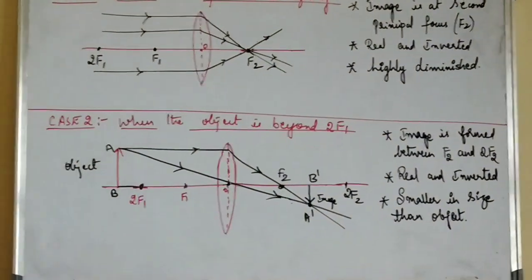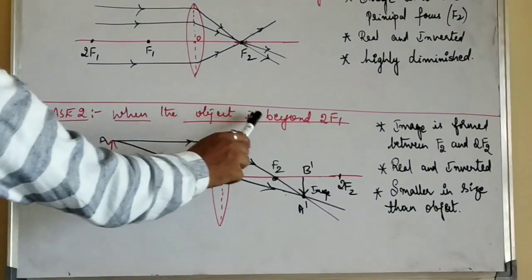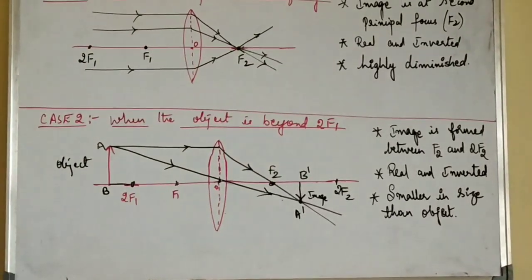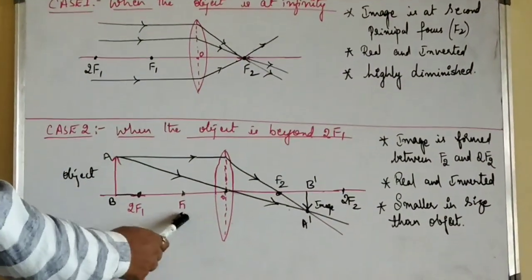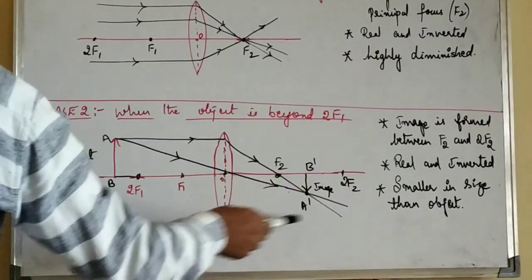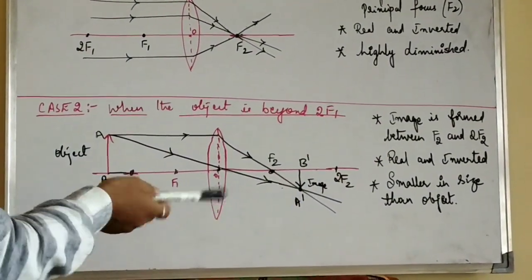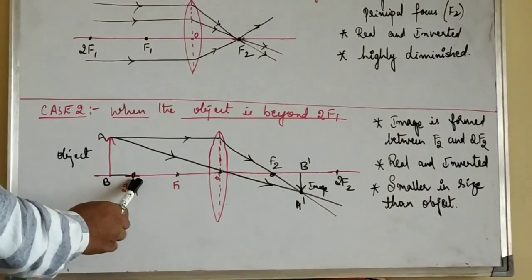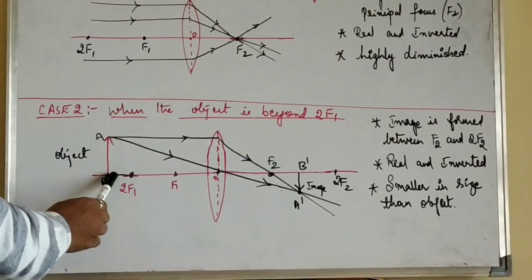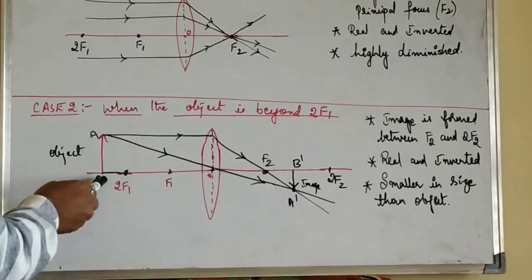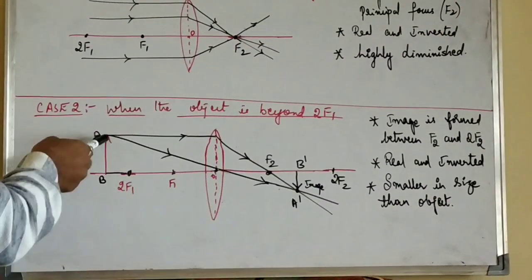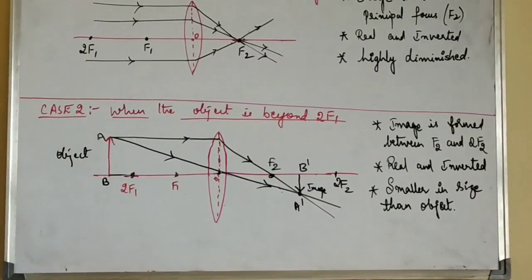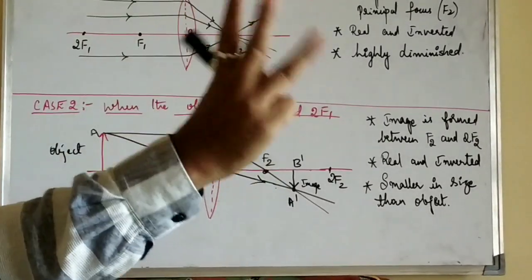Now we will move on to case 2. What is case 2? When the object is beyond 2F1, meaning twice the first principal focus. Now you know that the F1 series will come towards the left, the F2 series will come towards the right. Now here is the convex lens. Now you have F1. Here you have 2F1. After 2F1, beyond 2F1, the object is there. You can see here the object is AB, which is situated beyond 2F1. Now, as I told you, out of three rules, you have to apply two rules.